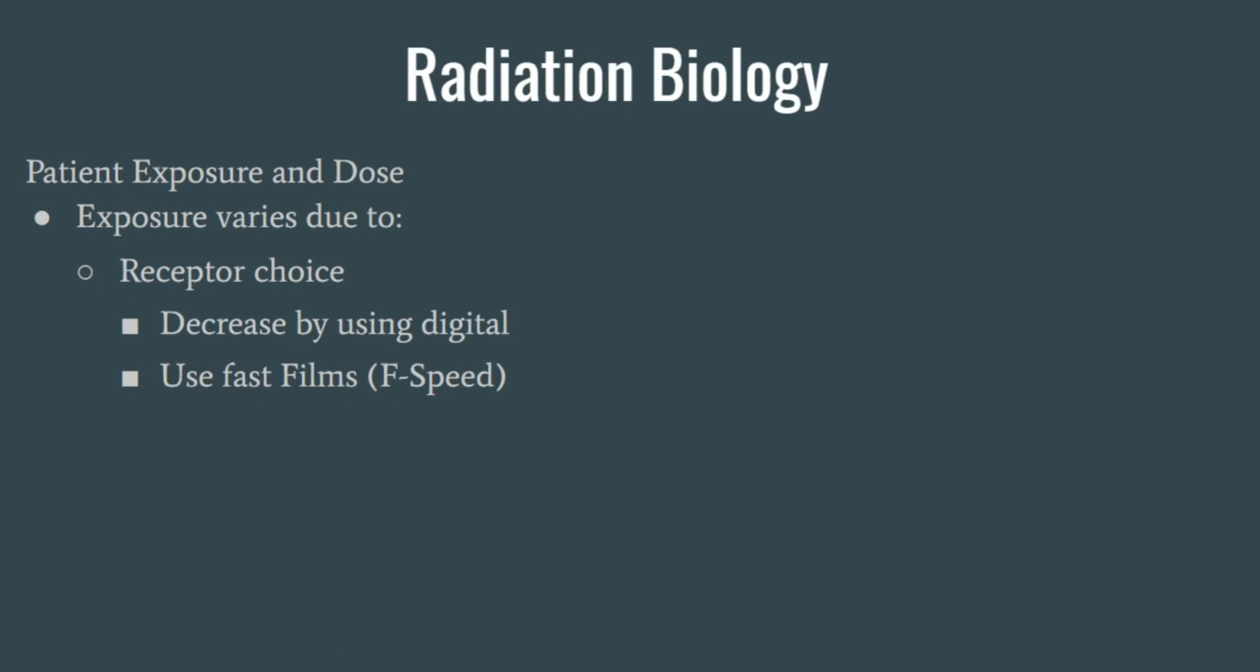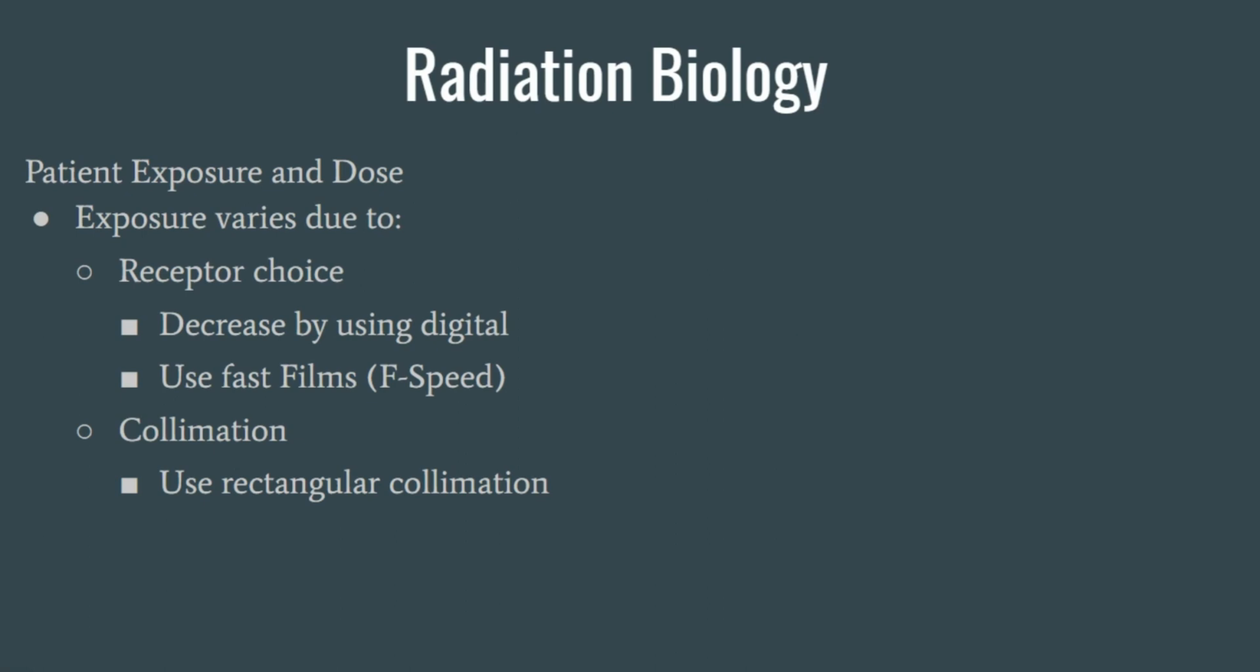The next factor is collimation. If you use a rectangular collimator instead of a round, that rectangular collimator is basically going to be the size of the film. And when it's placed up against the patient's cheek and aligned correctly, all of that radiation should basically hit only the tissue that is in that rectangular shape and go directly to the film.